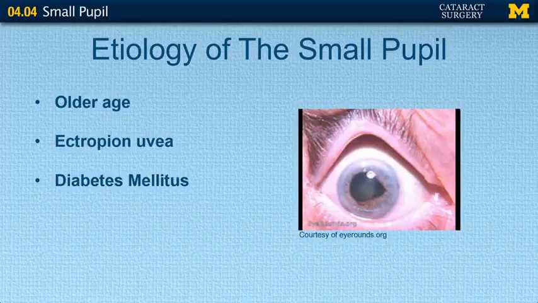Other causes for a small pupil include older age. In general, older people do not dilate as well. Ectropion uveae, where the pigmented layer of the iris tissue has migrated onto the anterior surface of the iris, and as a result, the pupil just does not dilate very well. And also in diabetic patients, in general, they do not dilate very well either.